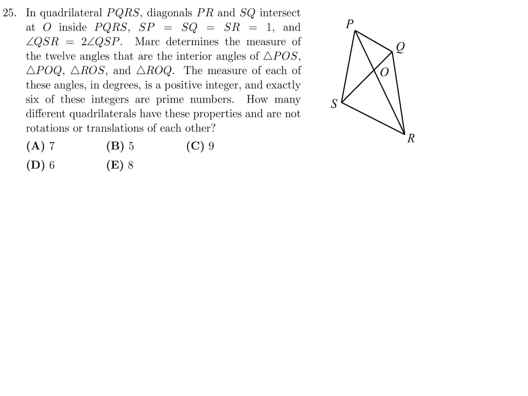Mark determines the measure of 12 angles that are the interior angles of triangles POS, POQ, ROS, and ROQ. The measures of each of these angles in degrees is a positive integer, and exactly 6 of these integers are prime numbers. How many different quadrilaterals have these properties and are not rotations or translations of each other?